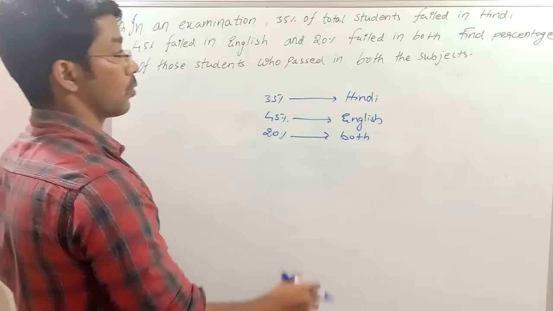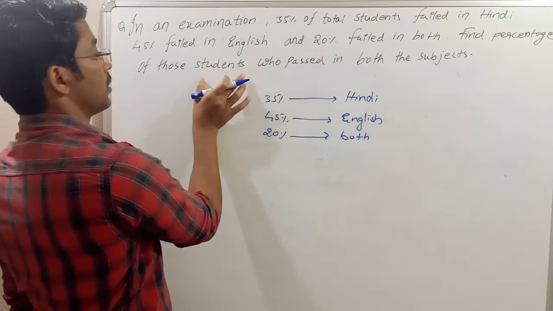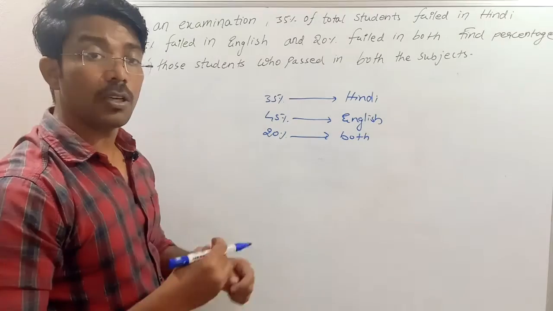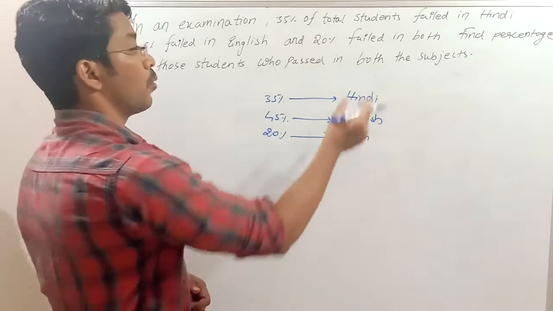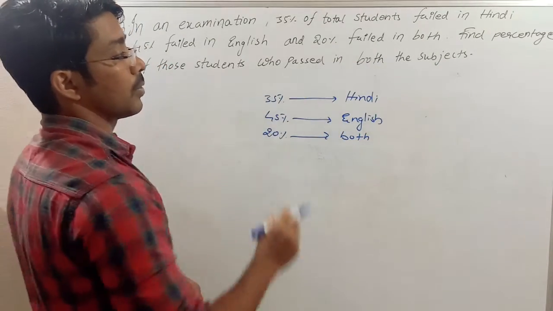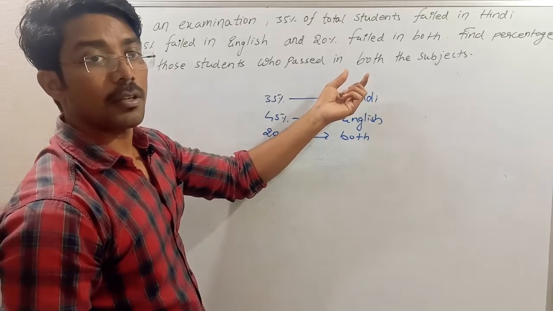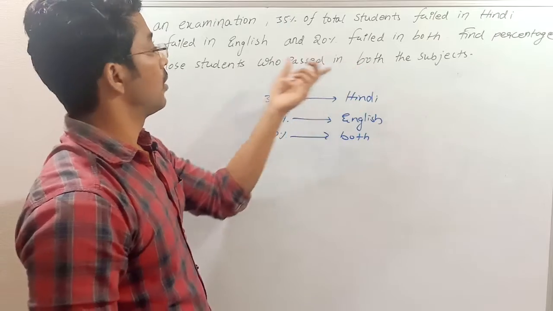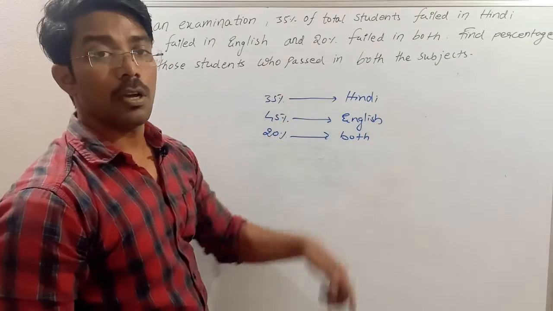In order to find the percentage of students who passed in both subjects, we need to find out the percentage of students who failed in the subjects. When we get the percentage of failure, if we subtract that from 100%, we get the percentage of students who passed in both the subjects.